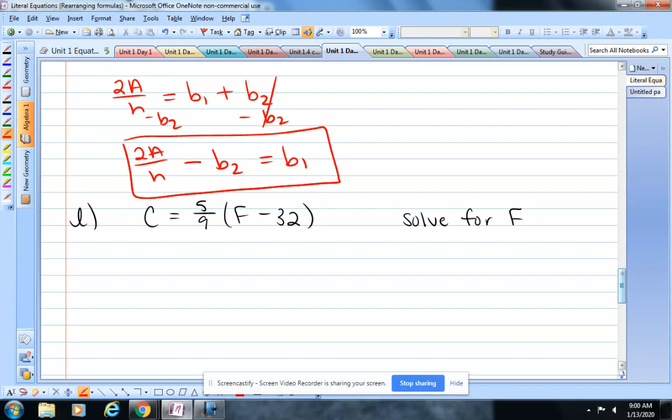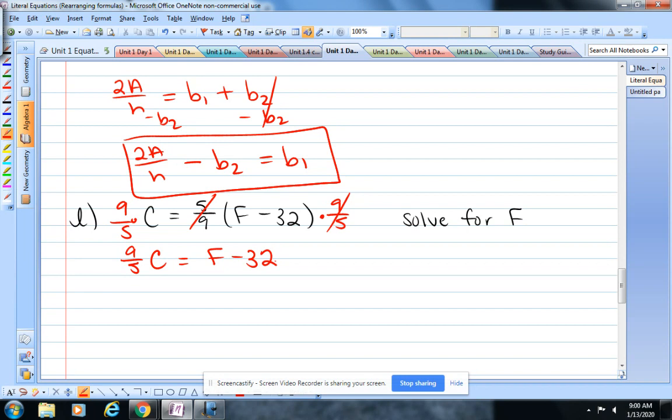So how do we get rid of 5 ninths? You multiply both sides by the reciprocal, which is 9 over 5. So multiply by 9 over 5 on both sides, and those fractions cancel. So leave it 9/5 times C equals, now you're just left with what's on the inside, F minus 32.